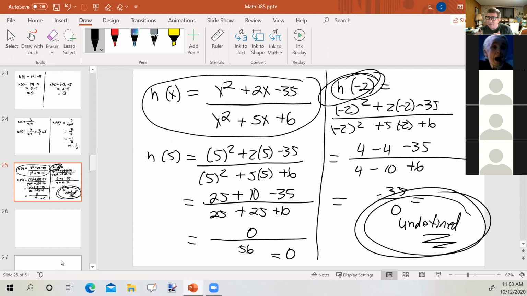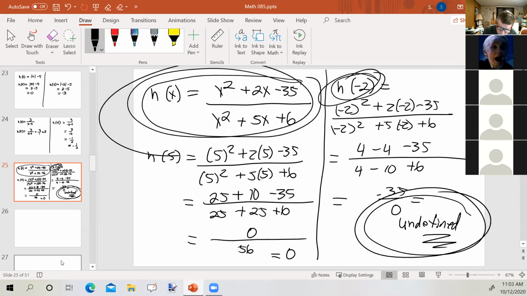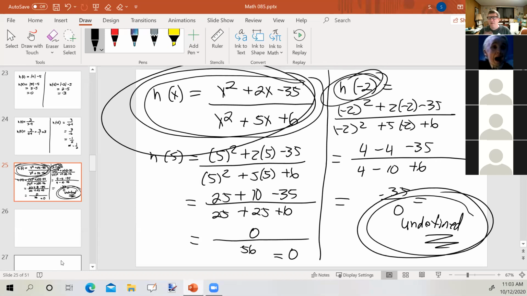So -2 is not in the domain of this function because it, in effect, breaks the meat grinder. It gives us undefined. So that's not a real output. Now, 5, on the other hand, gives us 0. 0, that's real. That's okay. You just can't have an answer where you're dividing by 0. All right. 0 is a real number. It shows up in my checkbook all the time.